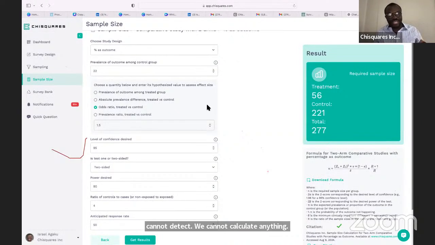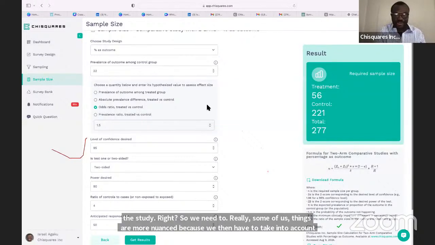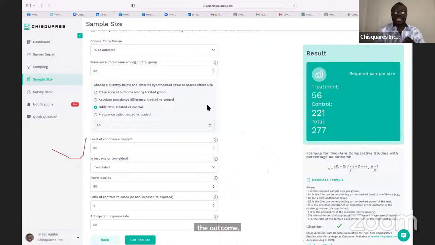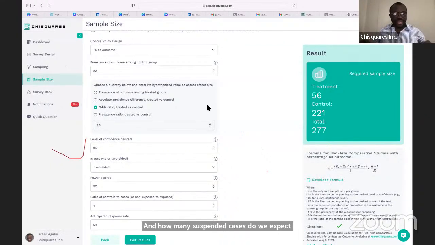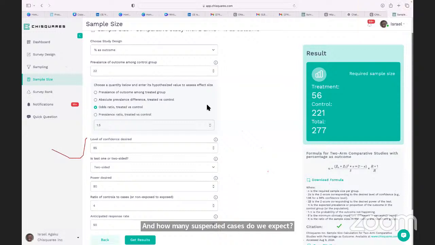So some of these things are more nuanced, because we then have to take into account the outcome. Like, how prevalent is the outcome? What's the rate of the outcome? And how many anticipated cases do we expect across the groups, right? Yeah. If I expect, go ahead.